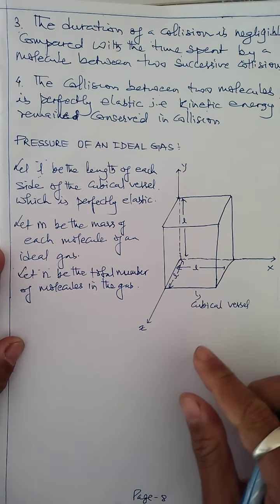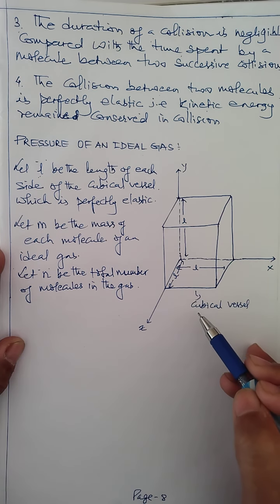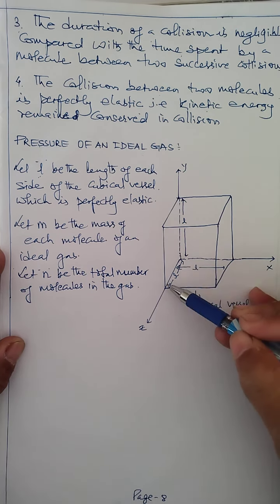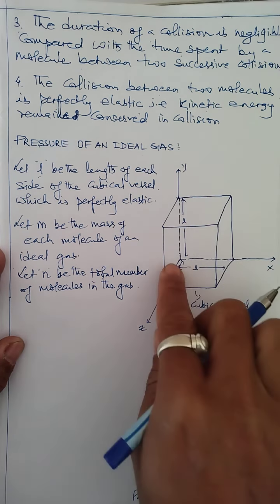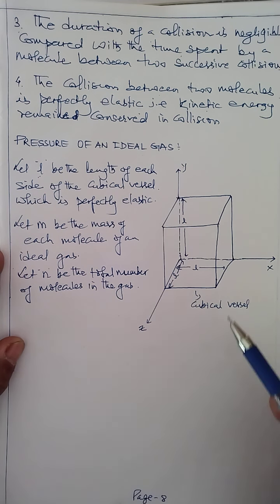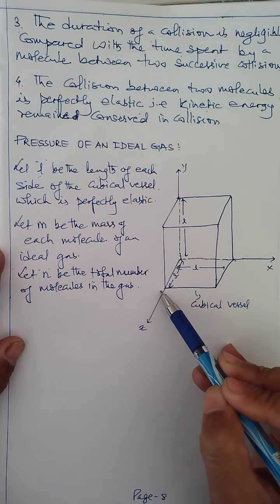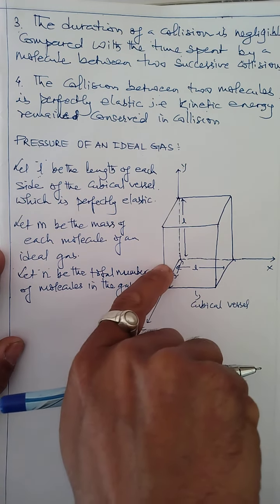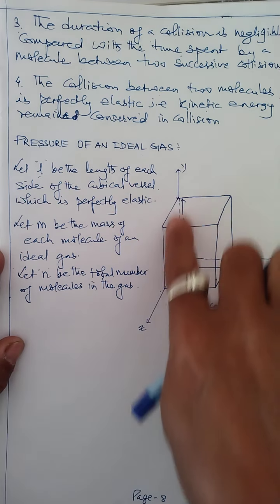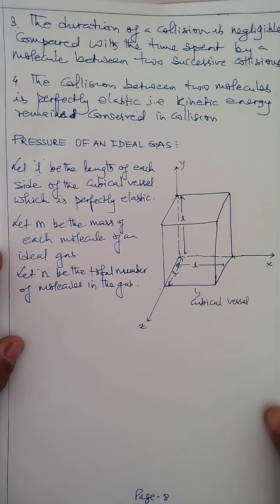Now this vessel, which is the place where the gas molecules are contained, is placed in such a manner that you can see three sides are expressed by three coordinate axes. This side of the vessel is expressed by the z axis, this side is expressed by the y axis, and this side is taken by the x axis. That means the vessel is placed in such a manner that there are three edges, and the three sides are represented by the coordinate axes.